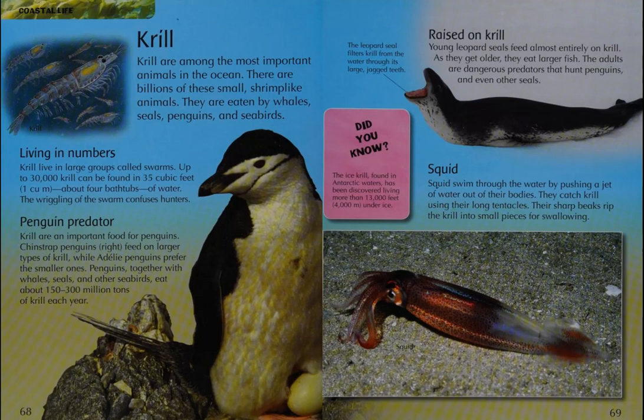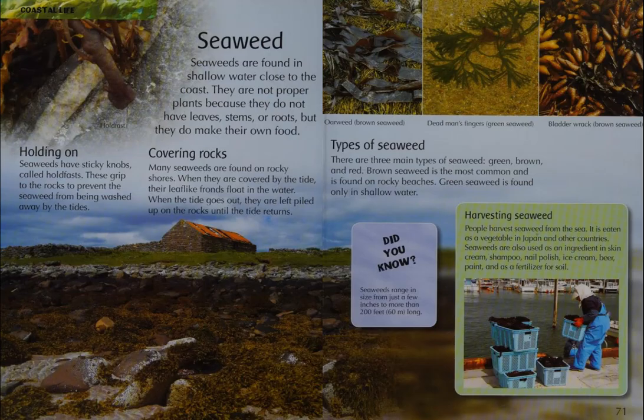meters, under ice. Seaweed. Seaweeds are found in shallow water close to the coast. They are not proper plants because they do not have leaves, stems, or roots, but they do make their own food. Holding on. Seaweeds have sticky knobs, called holdfasts.